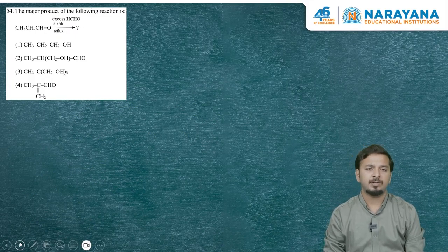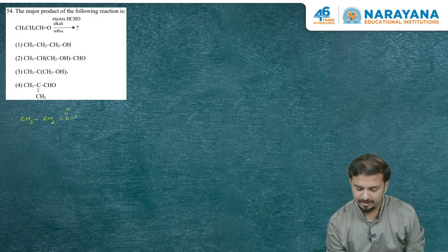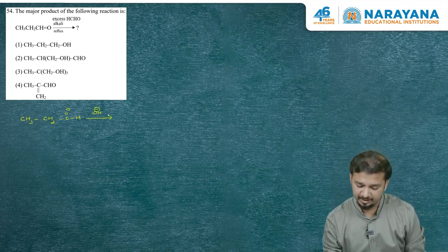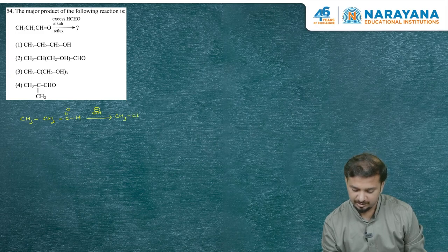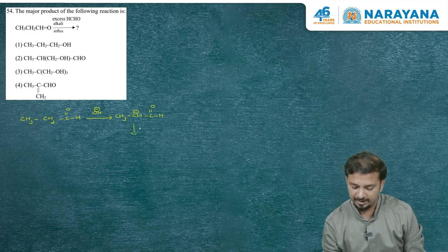One aldehyde is given and it is treated with excess HCHO and alkali and reflux. So we can see in this aldehyde CH3CH2CHO, there is acidic hydrogen. So in presence of a base, it will undergo acid-base reaction and there will be formation of enol. So enol will be CH3CH negative, C double bond OH. And now this enol which is formed will attack on one molecule of HCHO.